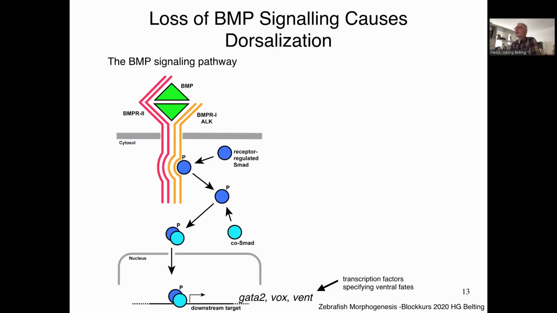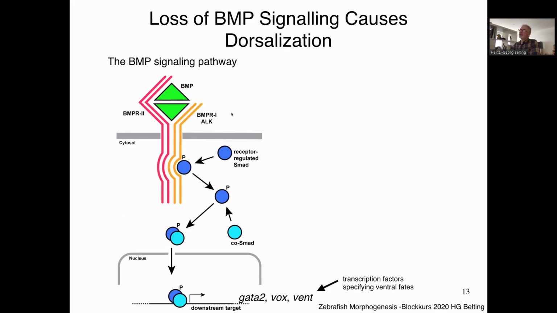This doesn't need much explanation. You know, there are 2 kinds of BMP receptors. This is BMP. There are many BMPs in fish and other vertebrates. So the most prominent ligand here in our context of dorsoventral patterning is BMP2B. And you heard about SMADs and co-SMADs and phosphorylation, and then the activation of target genes.